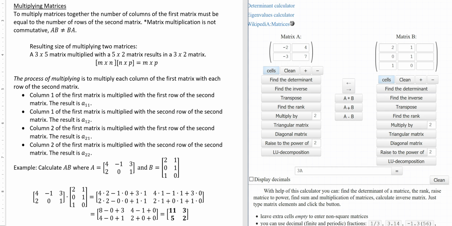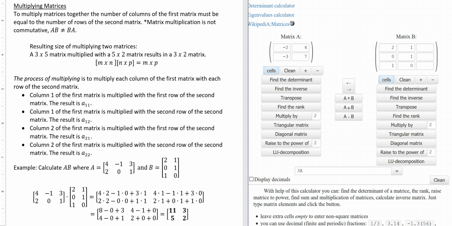To multiply matrices together, the number of columns of the first matrix must be equal to the number of rows of the second matrix. And matrix multiplication is not commutative, so matrix A times B is not the same as matrix B times A.